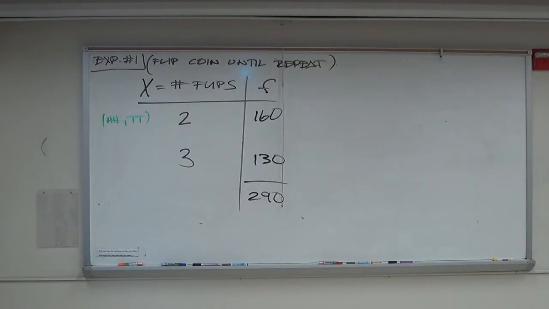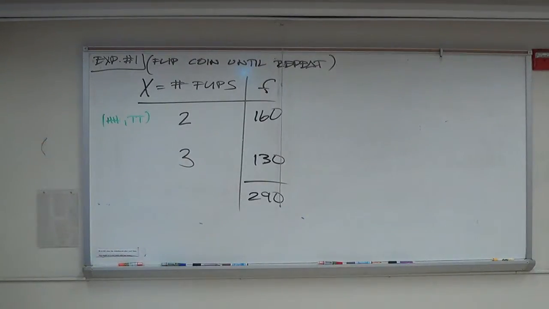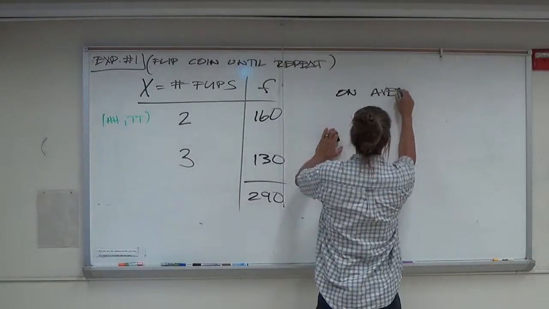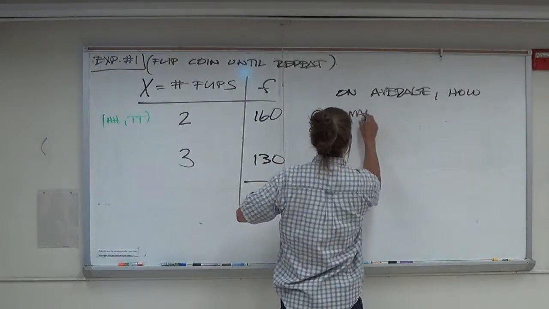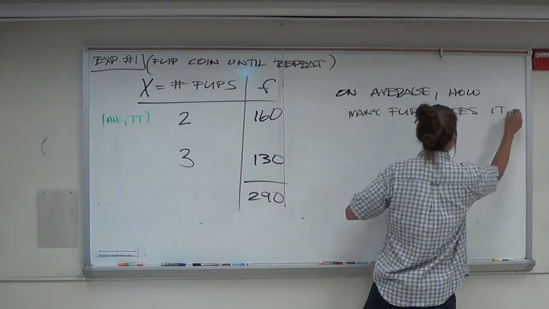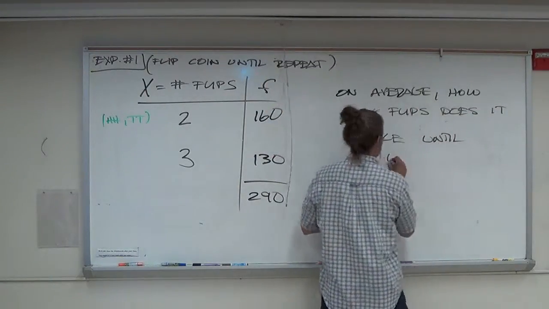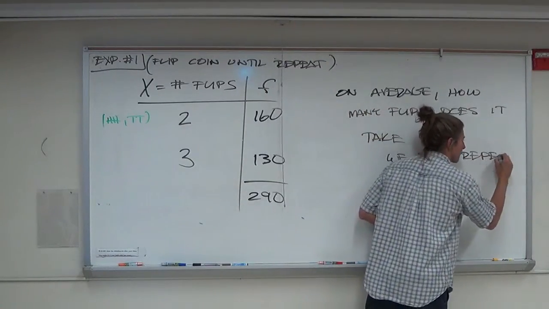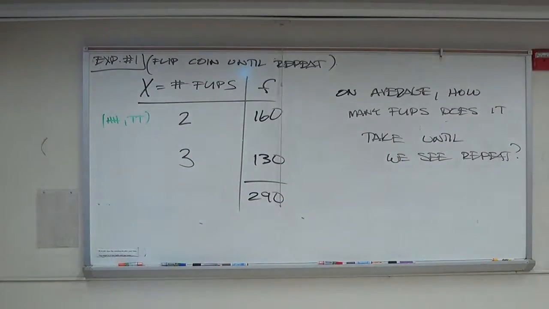Okay, now my question is this. I want to leak some statistics into this. On average, how many flips does it take until we see a repeat? On average, how many flips does it take until we see a repeat?